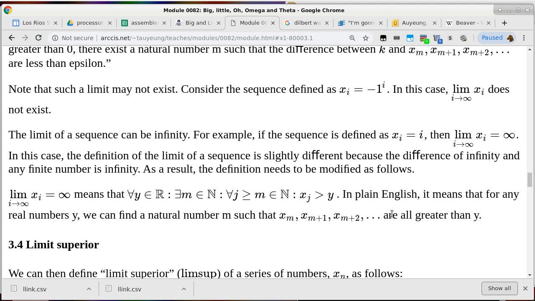So we have a special case when the limit is infinity. In the case when I say a series approaches infinity, it means the following. For all y in the real number set, there exists an m in n such that if you look at any number at j or after, it's going to be greater than y. Are we okay with this concept?